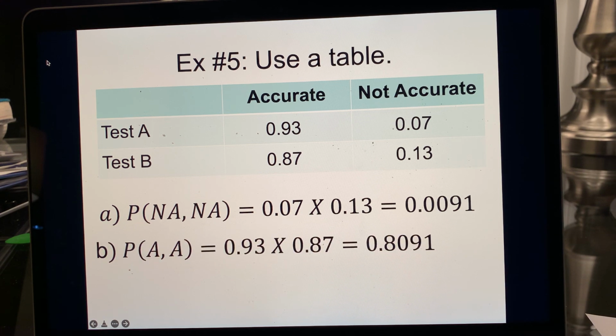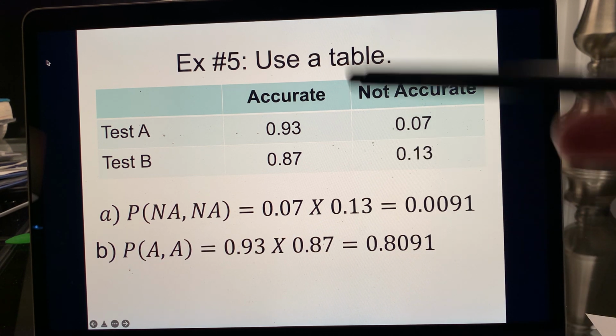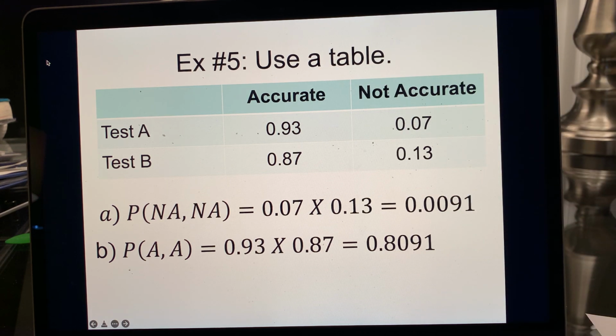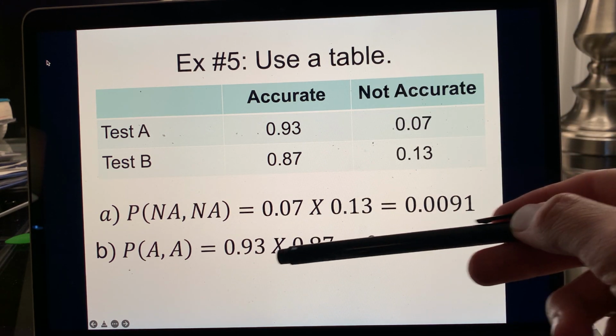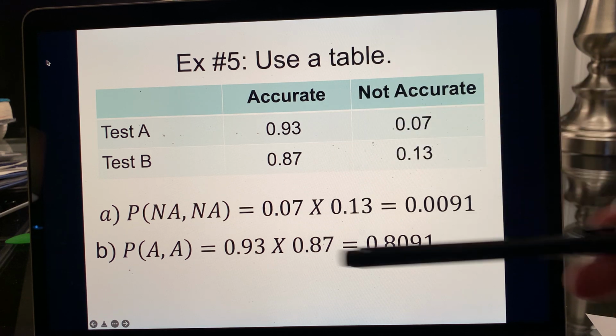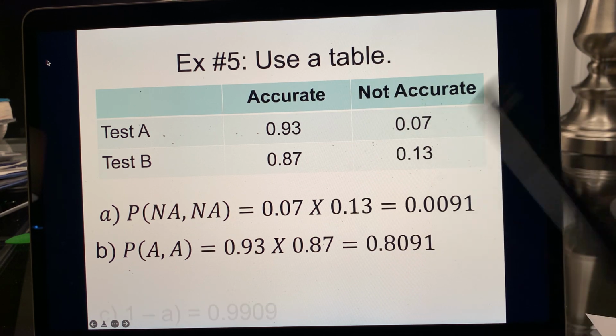Part B says both tests show that steroids are present. So both tests work, they're successful because steroids are present. So it becomes 0.93 times 0.87. Multiply these two together to get that.